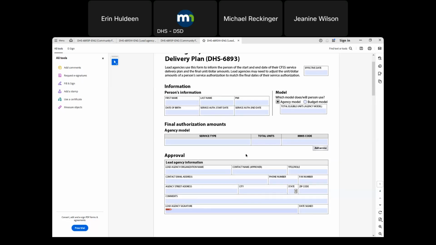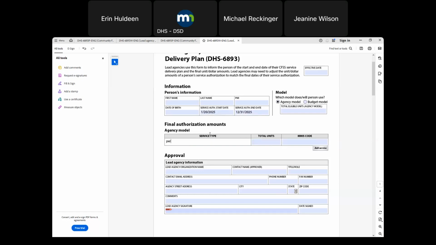Then what the lead agency is going to do is they are going to type in the service type, the total units, and then the MMIS code or the procedure code that you see on the service agreement. So for example, you might see personal care listed here. And then the total units might be a prorated amount. So if you remember a couple minutes ago when I did the sample plan for you, I had listed 10,000 units. So let me go back up here. I'm going to show you what this might look like if I put in dates here.